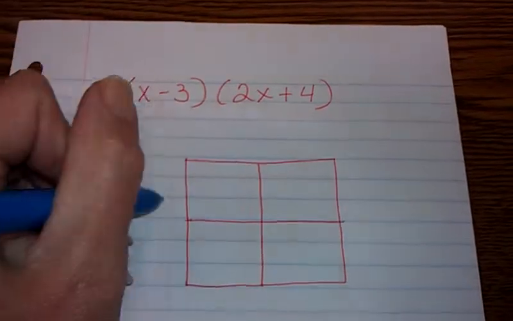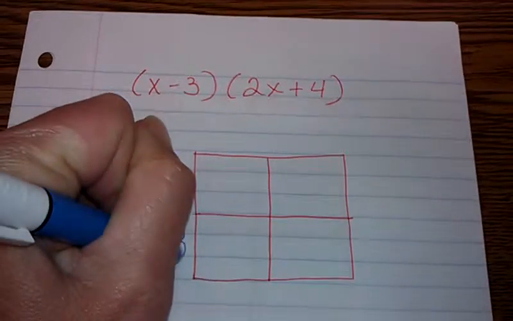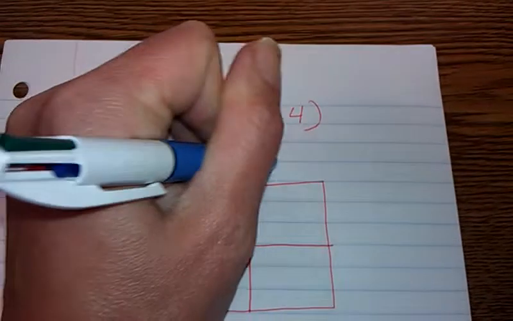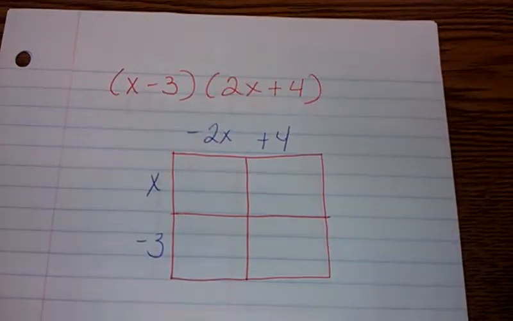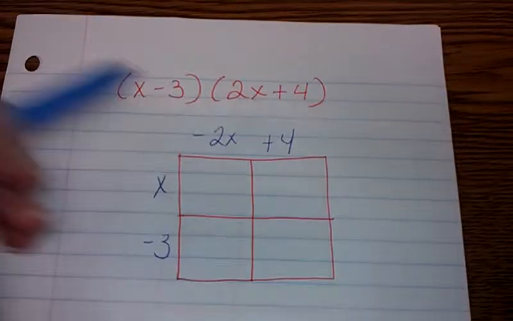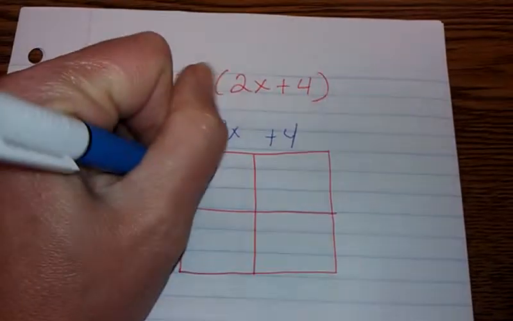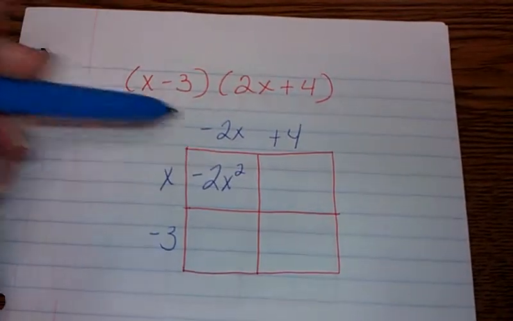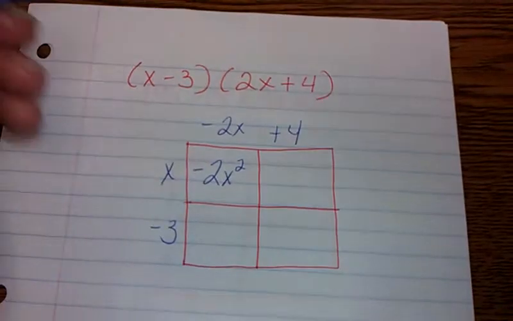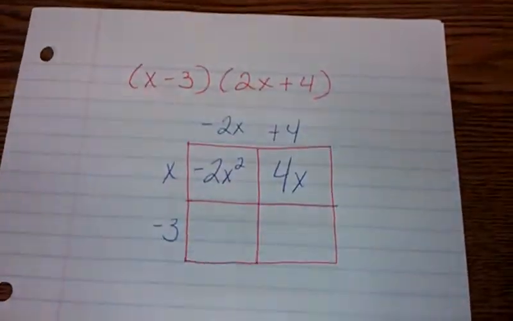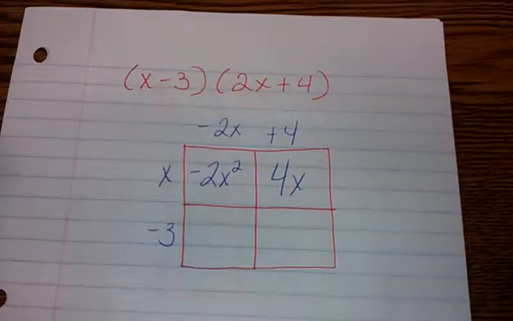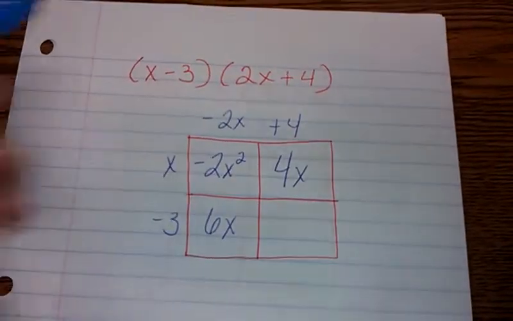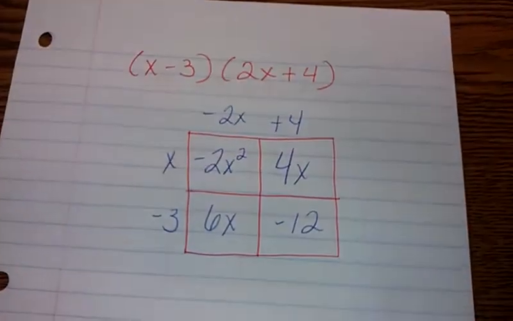We're going to take x minus 3 and put it down the side. 2x plus 4 goes across the top. Now here I have x times negative 2x. So I get negative 2x squared. If you notice, the x squareds are always going to be in the top left-hand corner. x times 4, 4x. Negative 3 times negative 2x is 6x. Negative 3 times 4, negative 12.